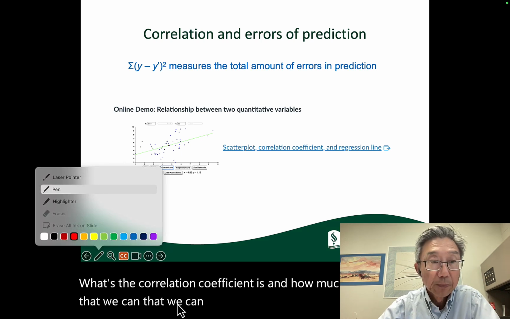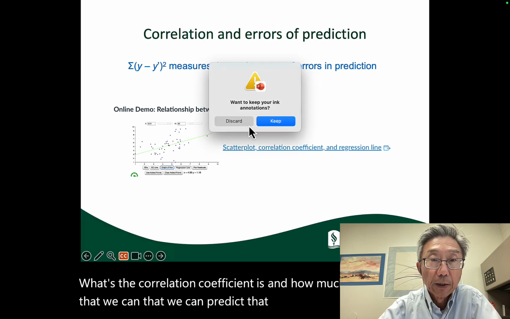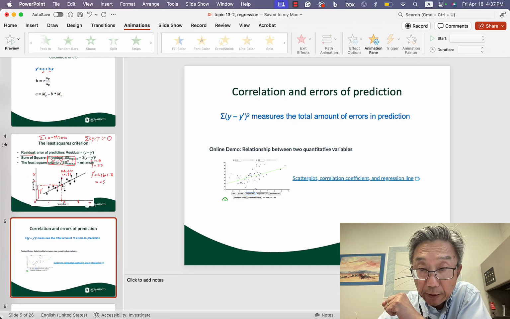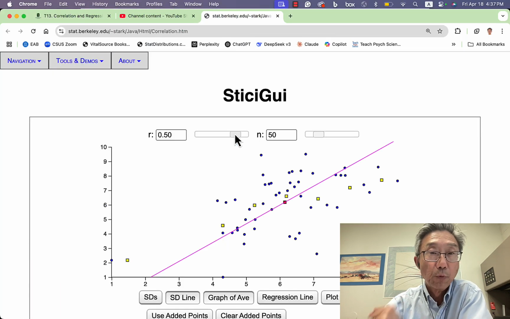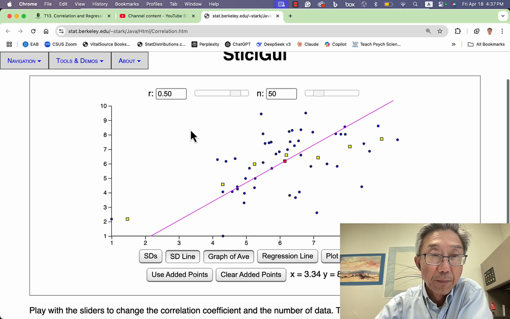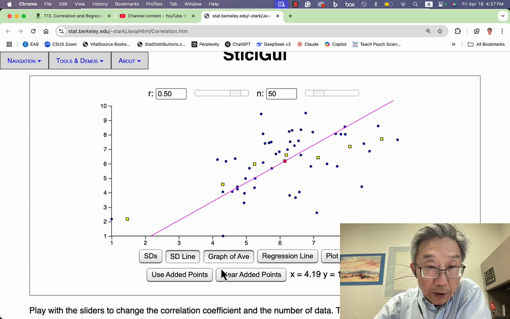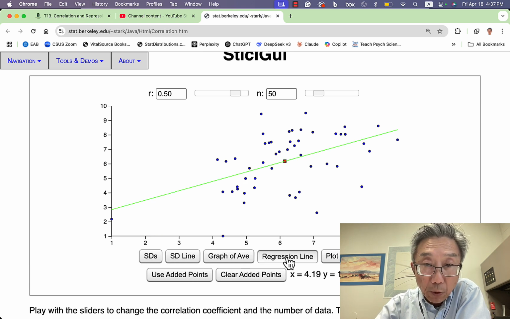That is actually all related to the idea of residual. Okay, so here, let me click a couple of things. Then we need to have a regression line.